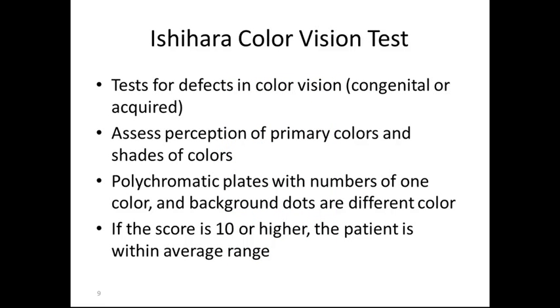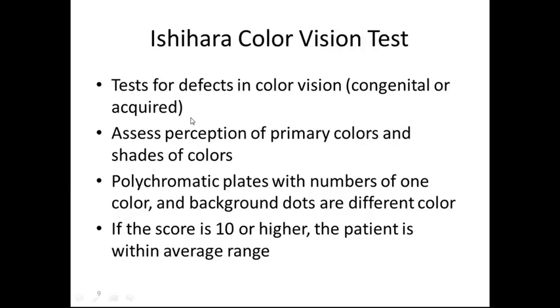The Ishihara color vision test is a test that detects a defect in color vision. Usually this is congenital and sometimes acquired. In congenital cases, males are more susceptible to color vision inadequacies.